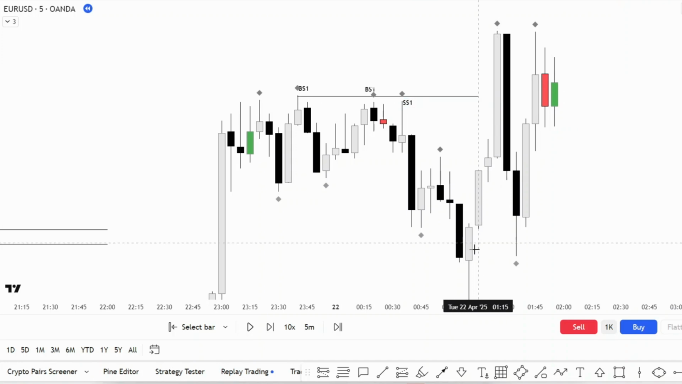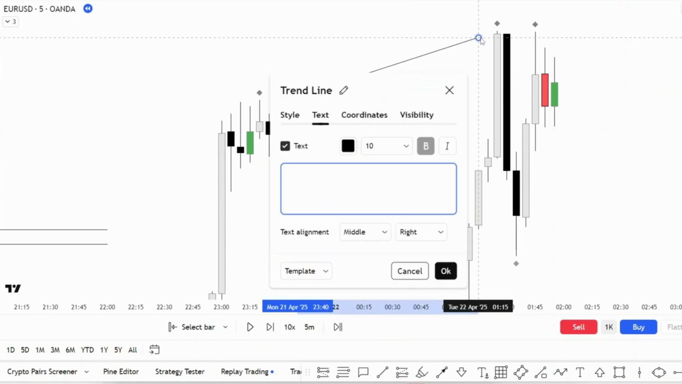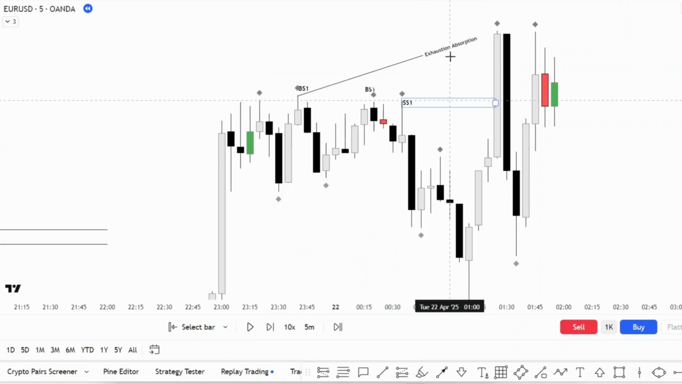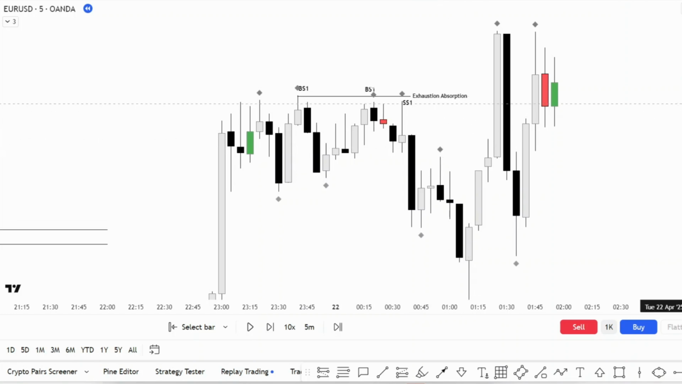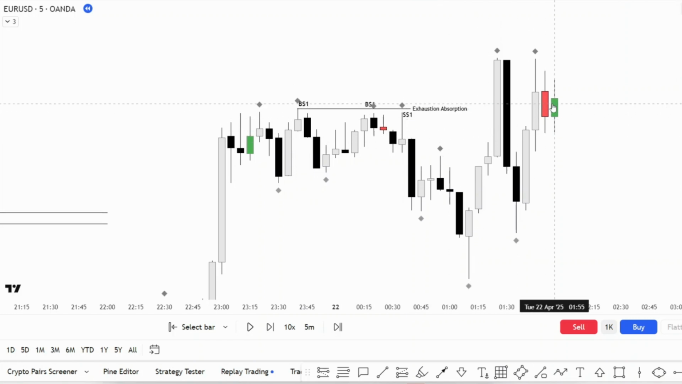Immediately sellers come to take the buyers, right? We now have what is called exhaustion, absorption, right there. That's exactly what we have. So it is a reversal setup. Basically we can start looking for sales. It's not yet time.